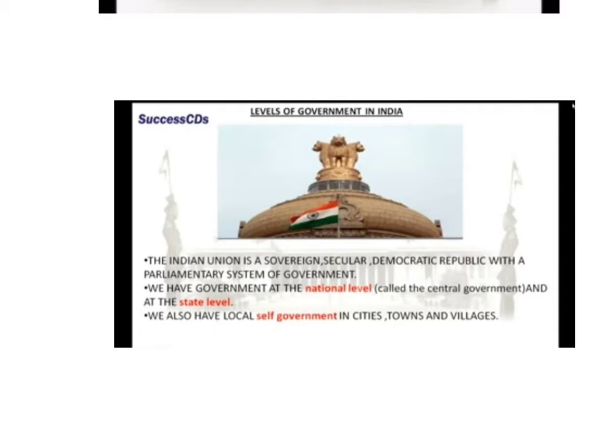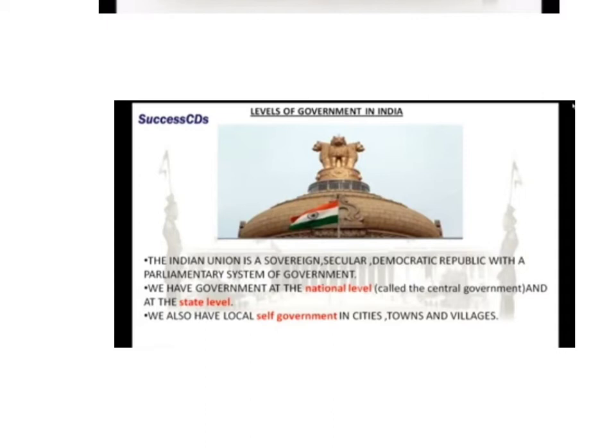Not only the three organs, but we have three levels of government, as we see in the preamble of the constitution, that the Indian Union is a sovereign, secular, democratic republic with a parliamentary system of government. It means the Indian Union is sovereign. Sovereign means that India is not under any pressure, not under any country. India is an independent country, a sovereign country, which takes its decisions for its welfare.